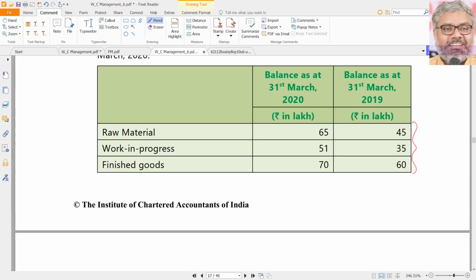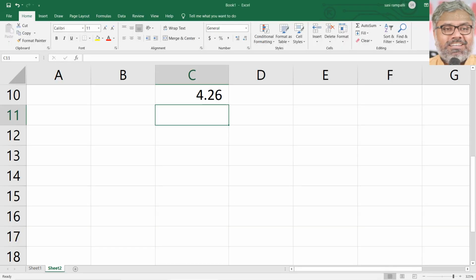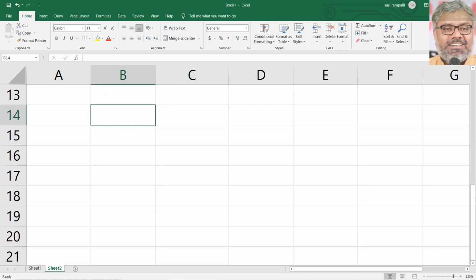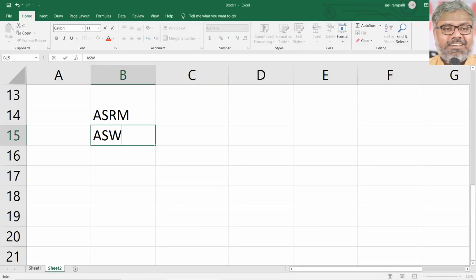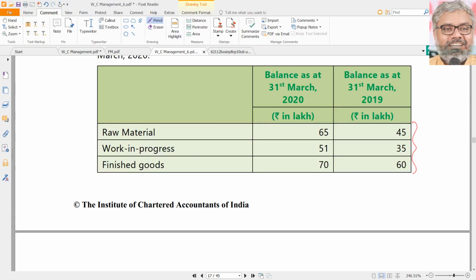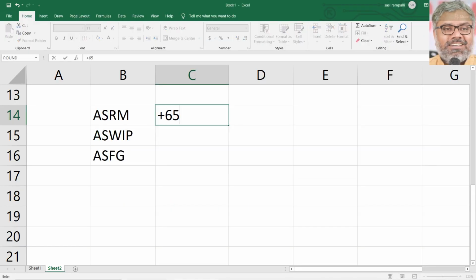Can't we find out very easily? Yes, we can. So what is the average of all these things that can be found out? Average stock of raw materials, average stock of work in progress, average stock of finished goods can be first calculated so that we have them handy. What are those? 65 plus 45 by 2. Opening plus closing by 2. Simple.